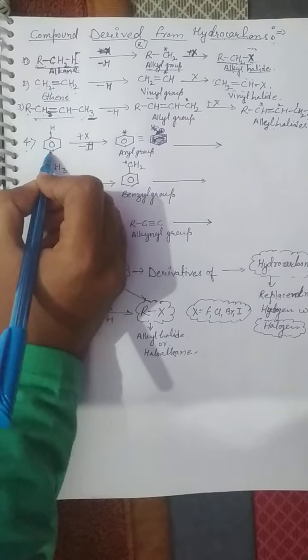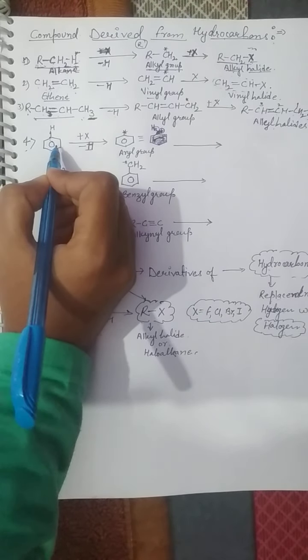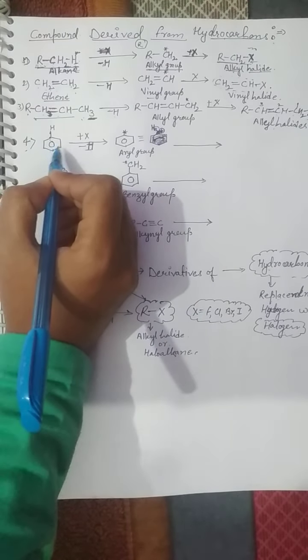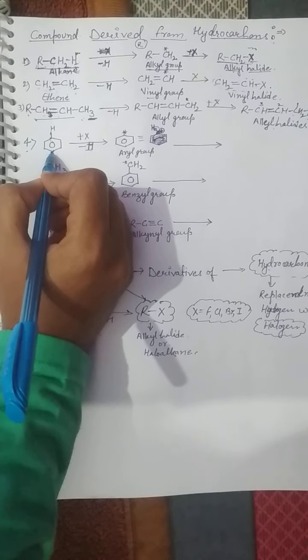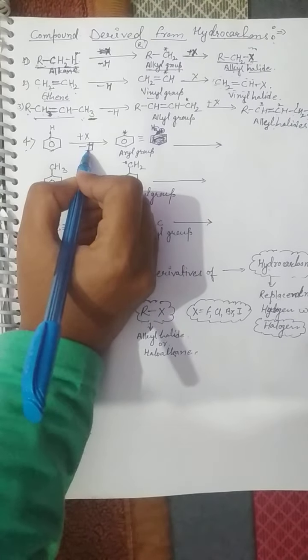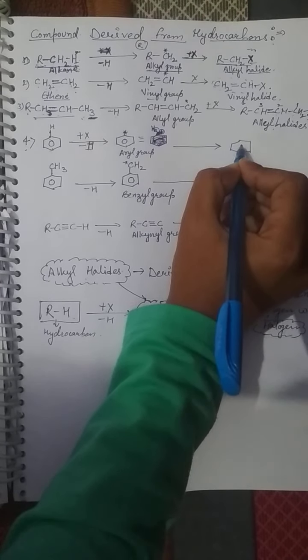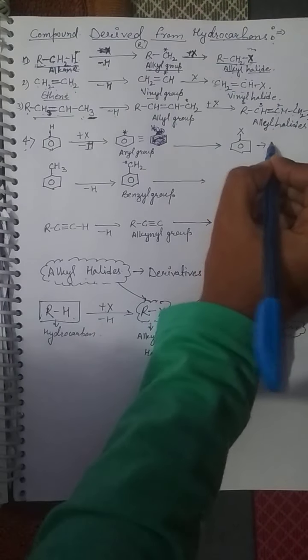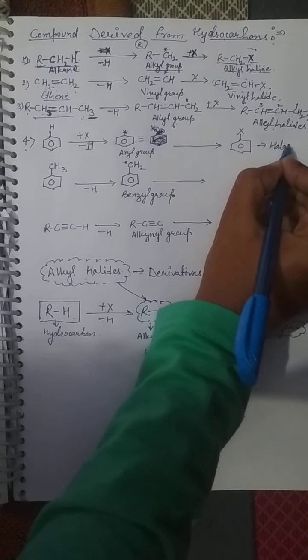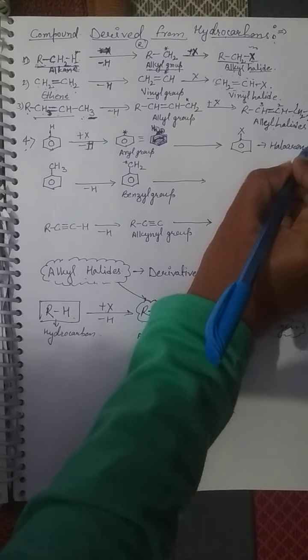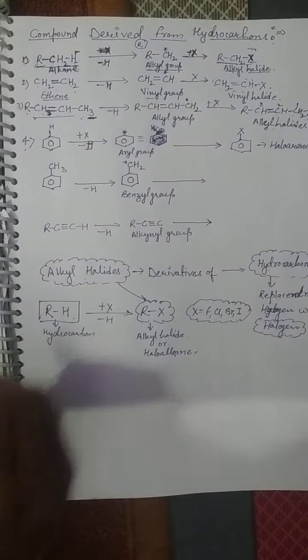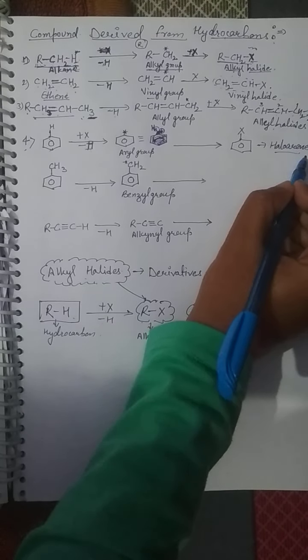We have the fourth example, and this is your own one. This is called benzene. In the case of benzene, if we replace H with X, it leads to the formation of benzene along with the X, and this is called the haloarene.